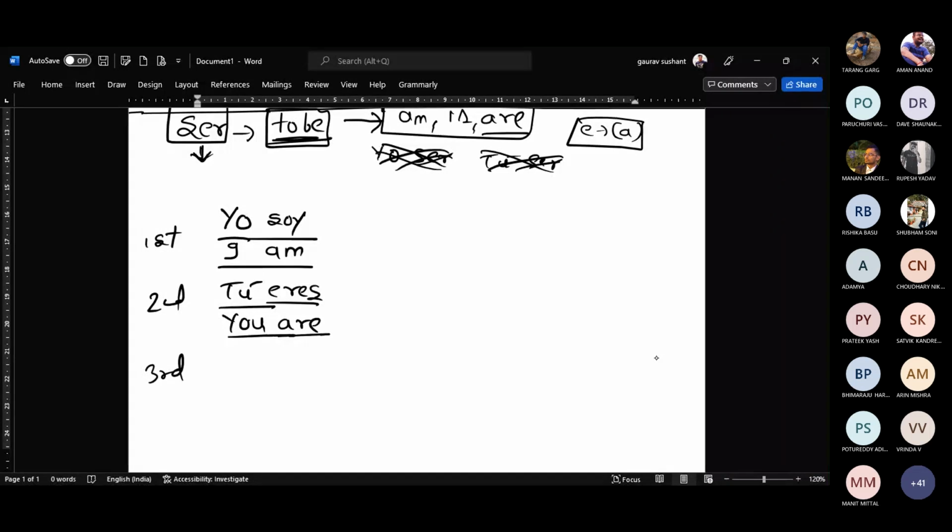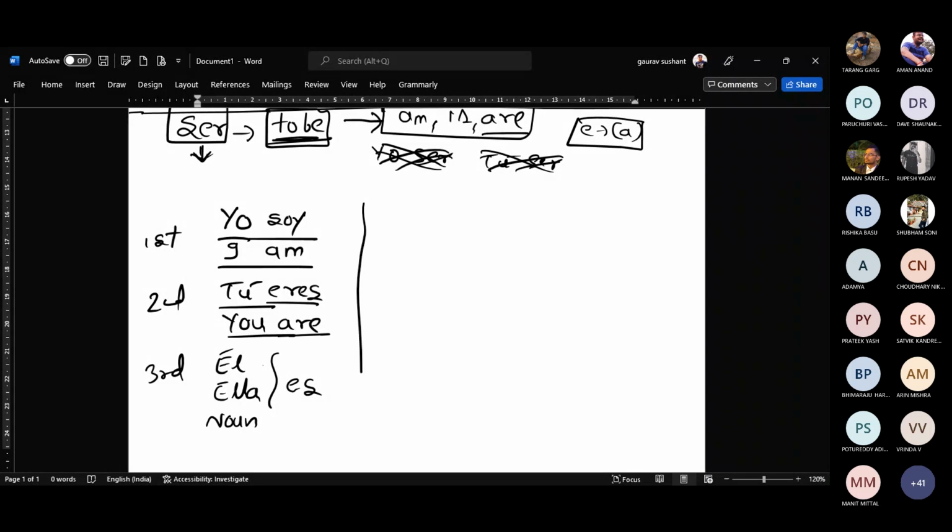Then for the third one, you have different subjects: él, then ella, then any noun. With all of them, the form is going to be common, and that will be es. Not "is", it is es. I'm again repeating, the letter E of Spanish is pronounced as the letter A of English. So that is why it is es.